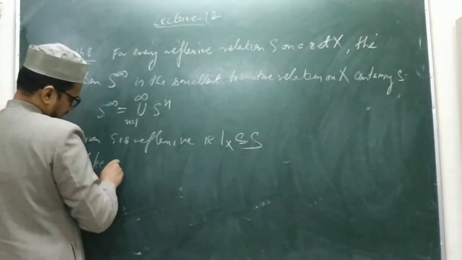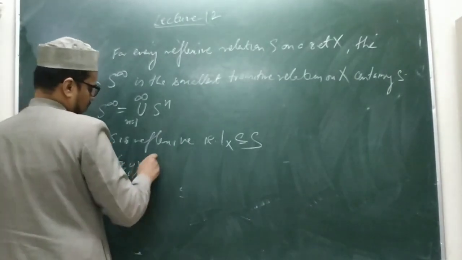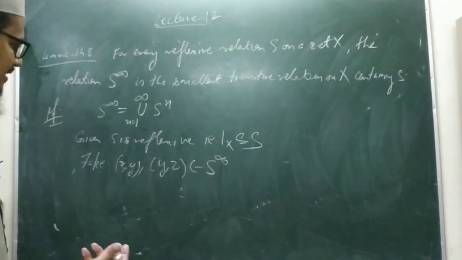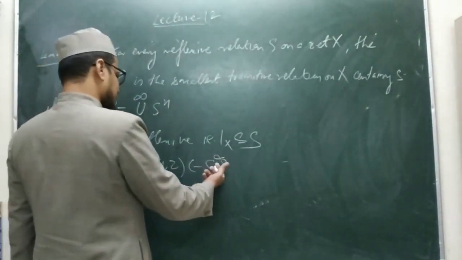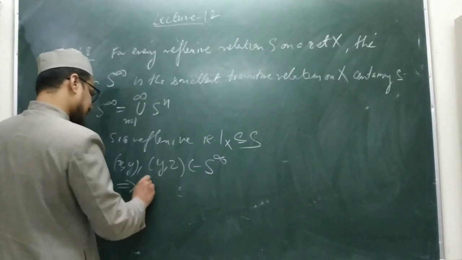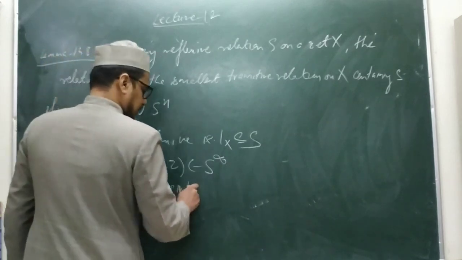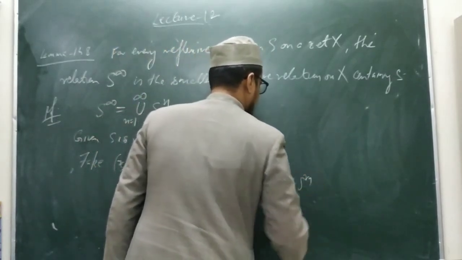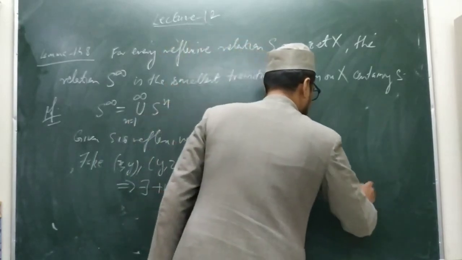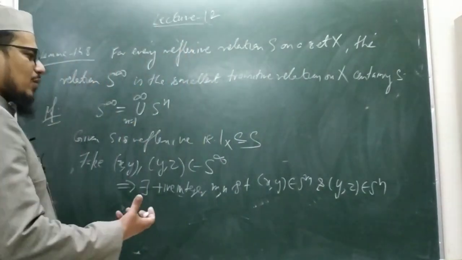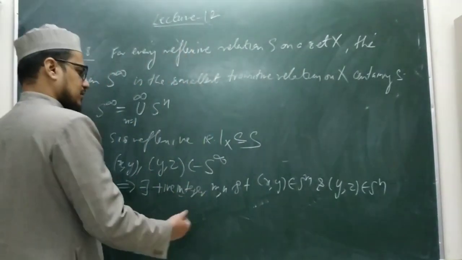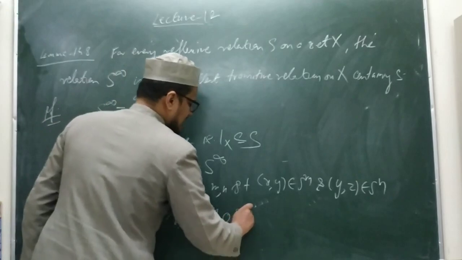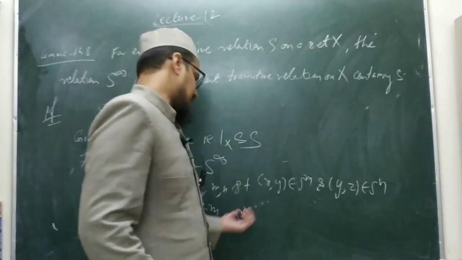Take (x, y) and (y, z) belonging to S infinity. So what is our claim? Our claim is that (x, z) belongs to S infinity. When (x, y) belongs to S infinity and (y, z) belongs to S infinity, it implies that there exist positive integers m, n such that (x, y) belongs to S^m and (y, z) belongs to S^n. So it implies that (x, z) belongs to S^m composition S^n, as it is defined. This is the composition of two relations.